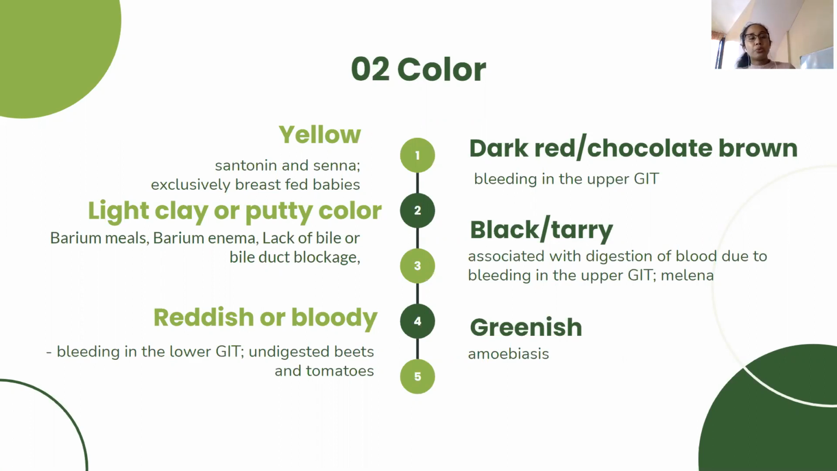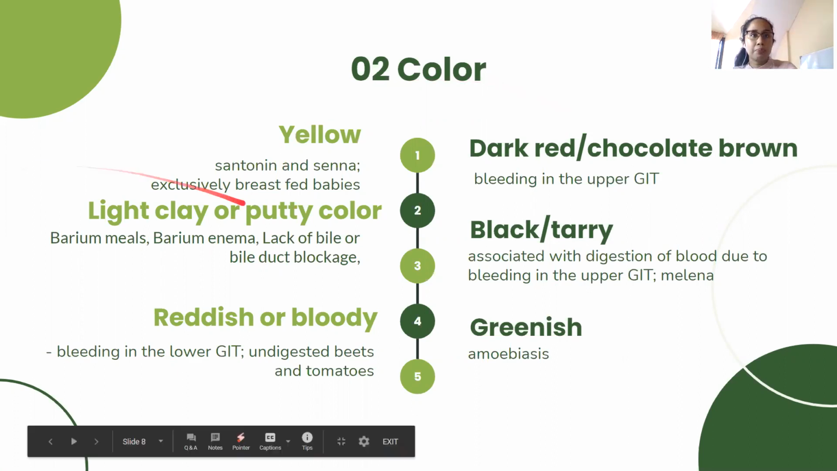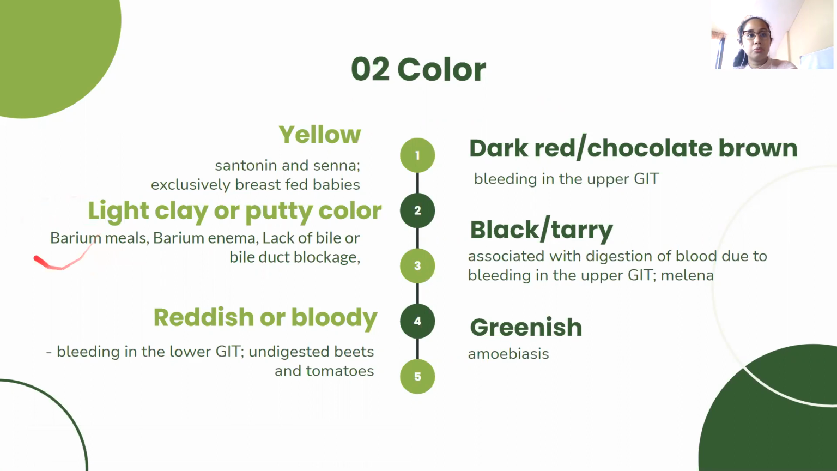Okay? Next, we have light clay or putty color. Every time you have barium meals, which are diagnostic tests to diagnose your esophagus and digestive system, or in cases of intake of barium enema, or lack of bile, isn't it that the normal color should be brown? But since you don't have enough bile pigments or there's bile blockage, your stool has no color. So it was not able to be oxidized into stercobilin.